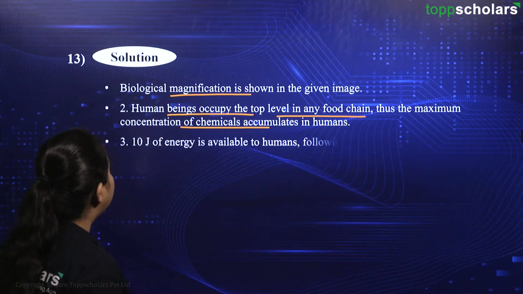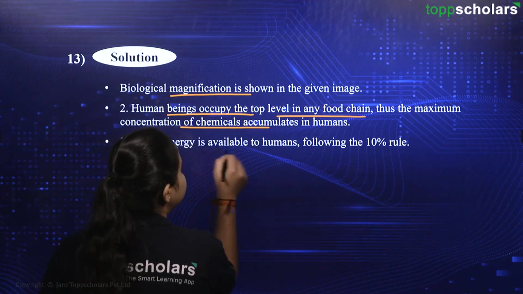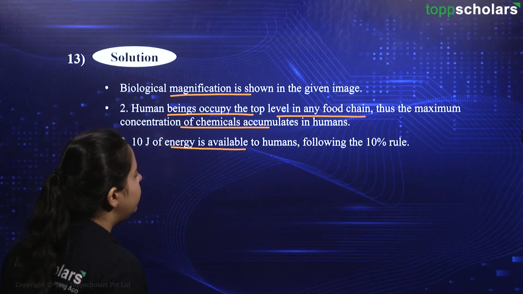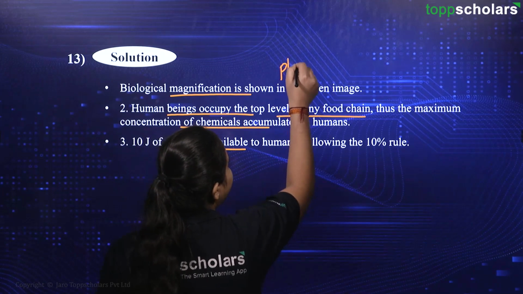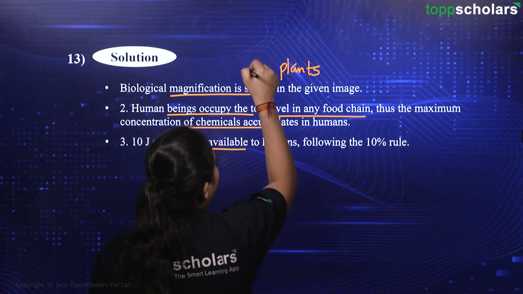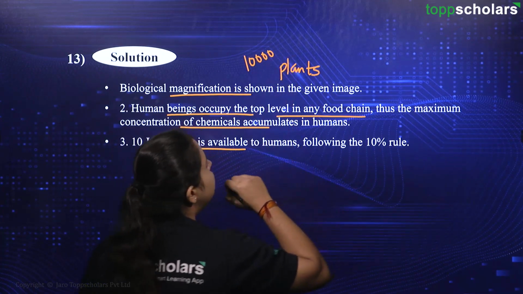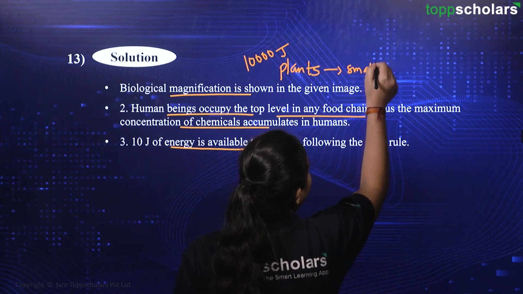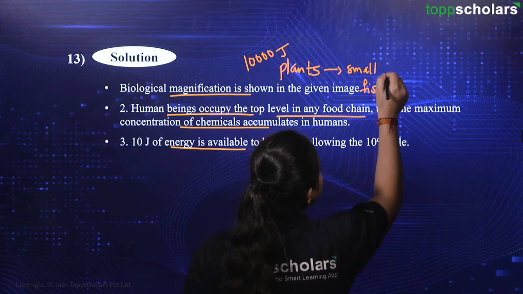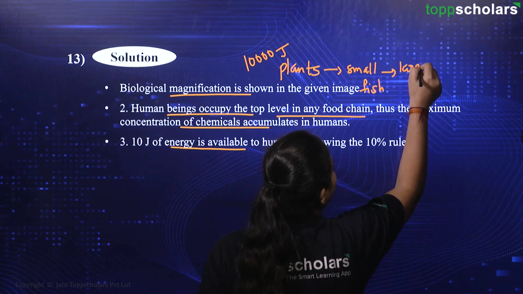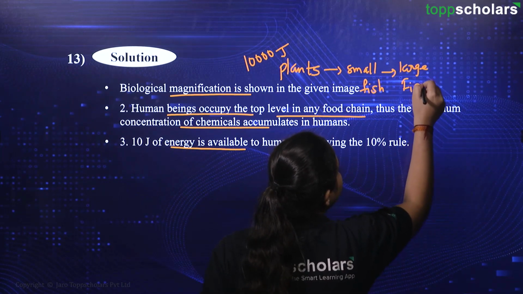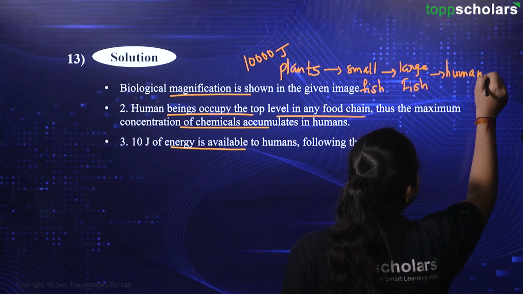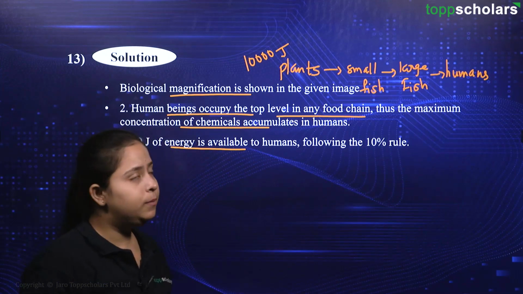Coming to the third part of the question, that is, how much energy is available to humans following the 10% rule. Over here, friends, we were provided with the plants. These plants were having how much energy? 10,000 joule of energy, right? Then we had the small fish, and then there were large fish. Then finally we had the presence of humans. So this is the sequence that we were provided with.